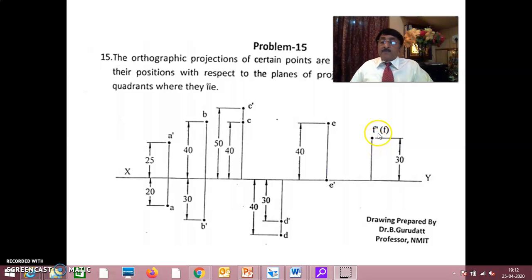Okay, I think I have made it clear. All the coordinates, that is all the points A, B, C, D, E, F, please go through once. Now we have come to the end of projection of points. Next we will start with projection of lines.